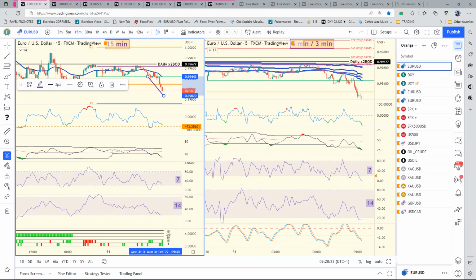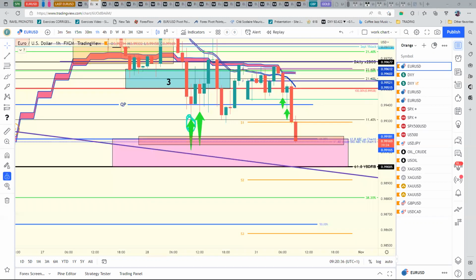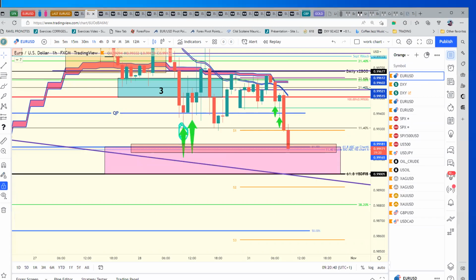Where is my GMT clock? Let me look if it's behind there. Why do I have double thing? Ah, no, it's the other one. Okay. So we have a great signal. Let me find my clock. I need my clock here.